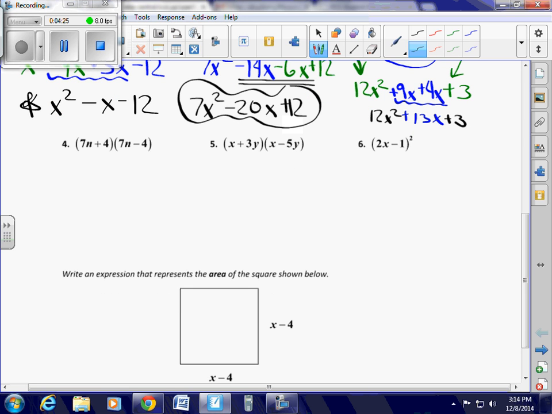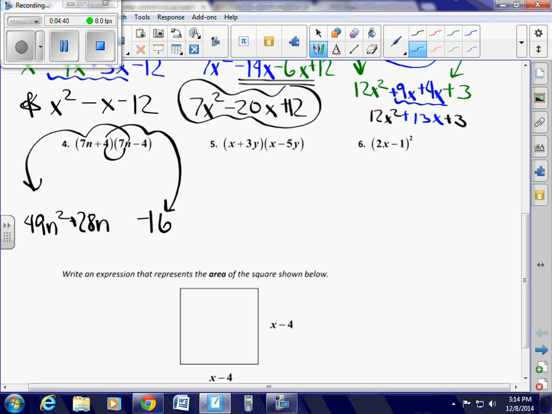In number 4, 7n times 7n, 49n squared. 4 times negative 4, negative 16. 4 times 7n, positive 28n. 7n times negative 4, negative 28n. Notice in this case, these two middle terms will cancel out. Positive 28n and negative 28n cancel. So your final answer is 49n squared minus 16.